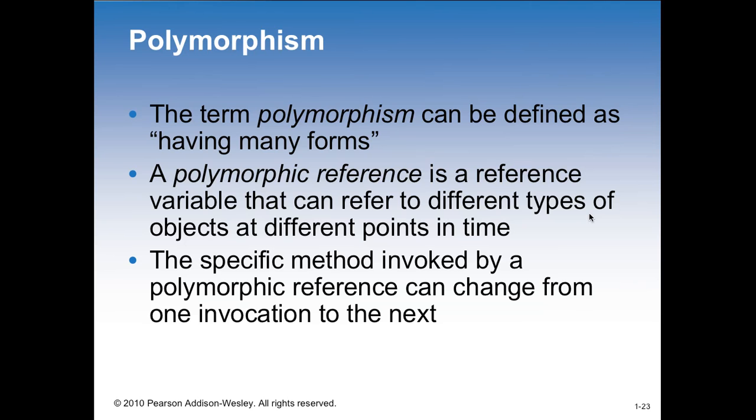If you're not familiar with the concept, the term polymorphism can be defined as having many forms. It transforms from one form to another form. A polymorphic reference is a reference variable that can refer to different types of objects at different points in time. It's kind of like the cin and cout in C++. We can cout anything, it doesn't matter what type it is. It prints something to the screen for us, and vice versa. It's polymorphic behavior. The specific method invoked by the polymorphic reference can change from one invocation to another. It doesn't always have to be the same reference.